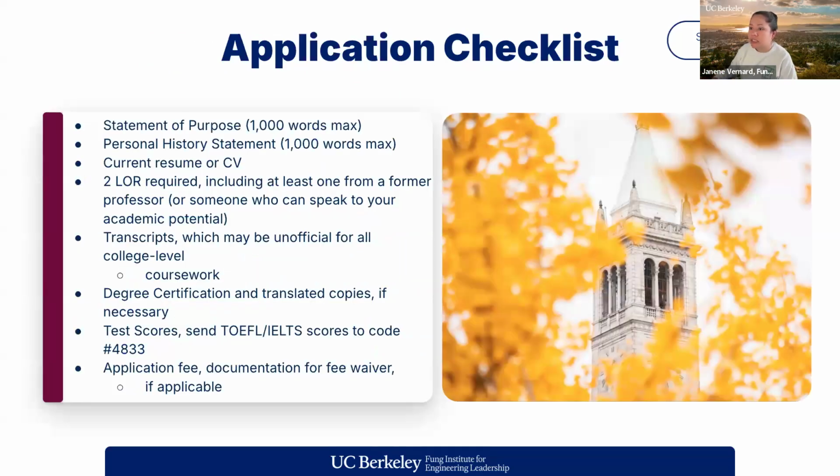So, an application checklist. Statement of purpose, personal history statement, 1,000 words max, current CV or resume, two letters of recommendation, including at least one, if possible, from a former professor or somebody who can speak to your academic potential, and transcripts, which may be unofficial for all college level, but must include your coursework. Official transcripts will be required if you are admitted and if you accept admission. We also need degree certification and translated copies, if applicable.